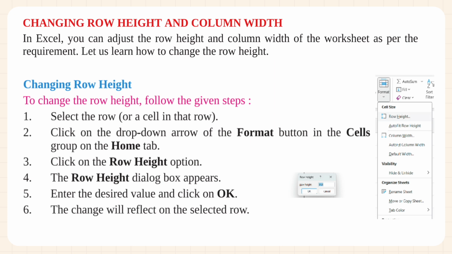2. Click on the drop-down arrow of the Format button in the Cells group on the Home tab. 3. Click on the Row Height option. 4. The Row Height dialog box appears. 5. Enter the desired value and click on OK. 6. The change will reflect on the selected row.